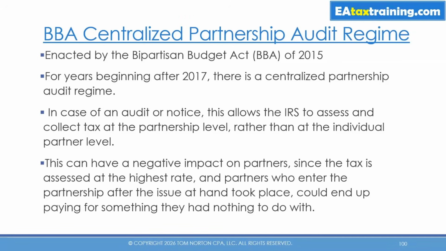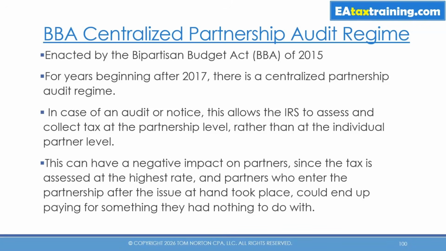Now, this can have a negative impact on the partners since the tax that is assessed is at the highest rate. So when the IRS assesses this tax, they do it at 37%. And it doesn't matter who the partners are. It doesn't matter if they're individual partners, corporate partners, whatever. The tax is assessed at 37%, which is the highest individual tax rate.